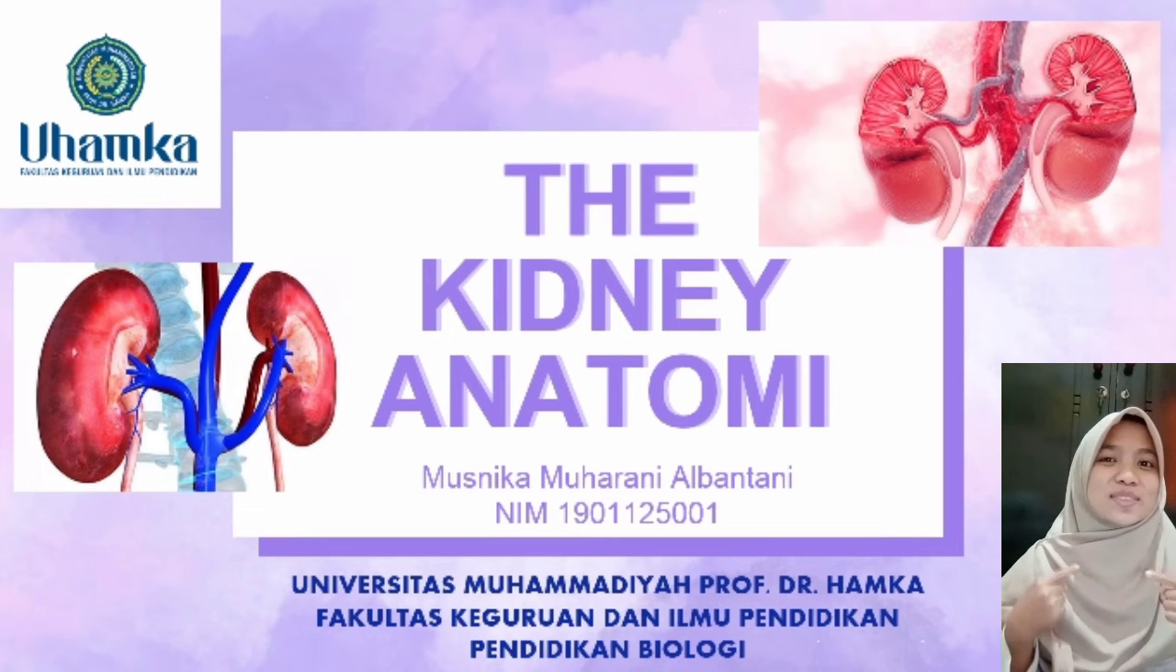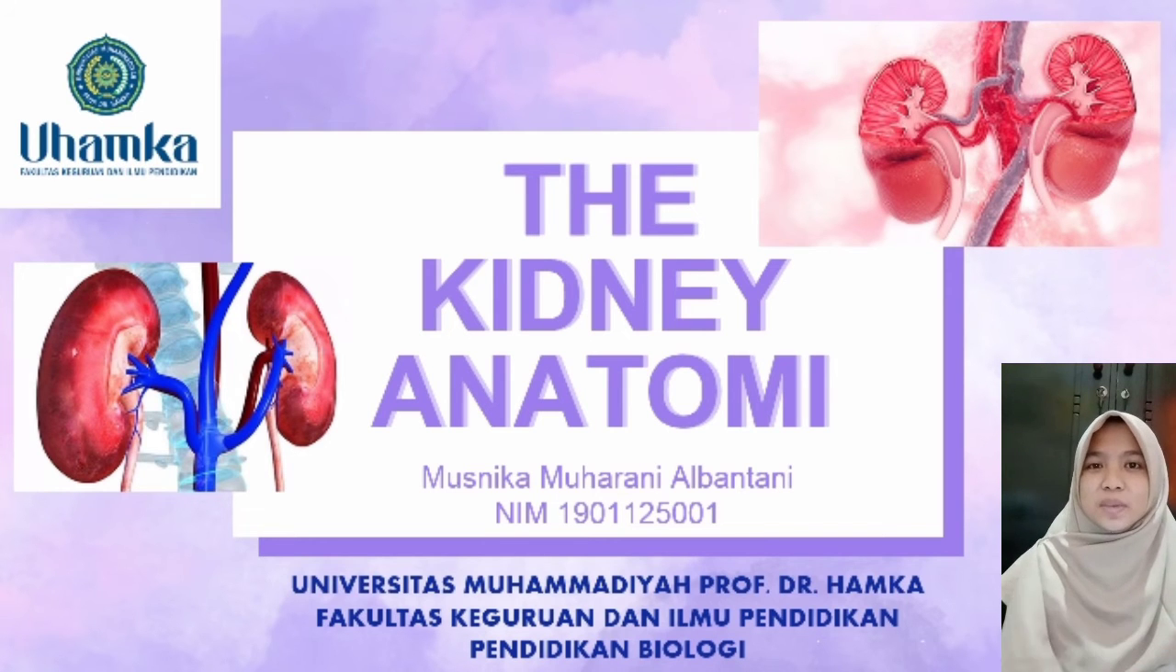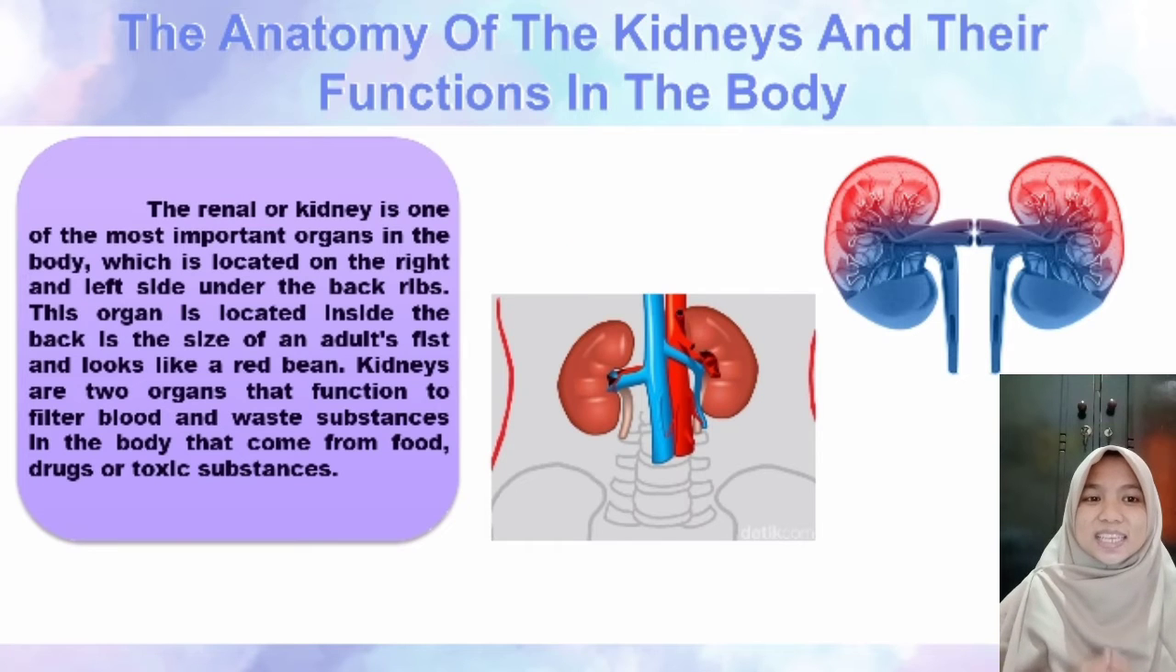Now, let's get to know the kidney anatomy and its function in the body. The renal organ, or kidney, is one of the most important organs in the body, located on the right and left side under the back ribs. This organ is located inside the back, is the size of an adult's fist, and looks like a red bean. Kidneys are two organs that function to filter blood and waste substances in the body that come from food, drugs, and toxic substances.